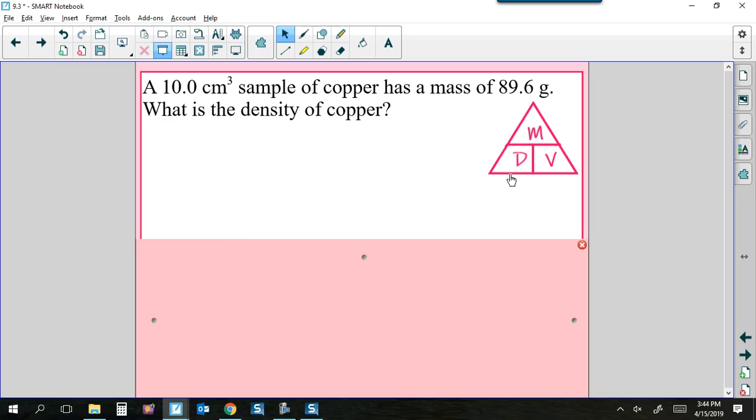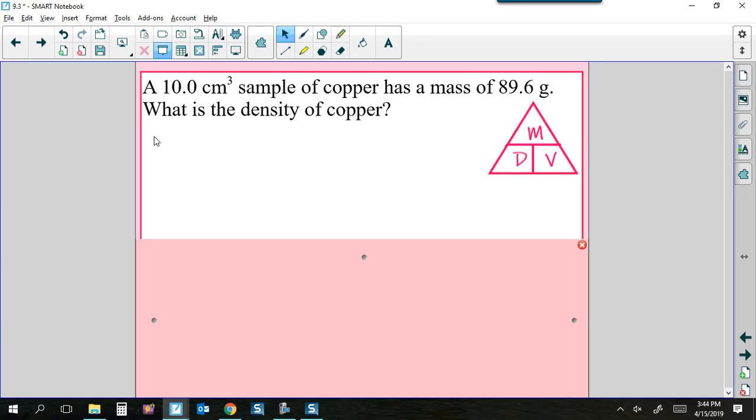So if you remember the way we were talking, if you're looking for volume, if you cover that up, you can see mass is over density. So you would divide mass by density, which is what we just talked about. If you're looking for mass, well, that puts D and V right next to each other, so multiplication. And if you're looking for density, it's going to be mass divided by volume.